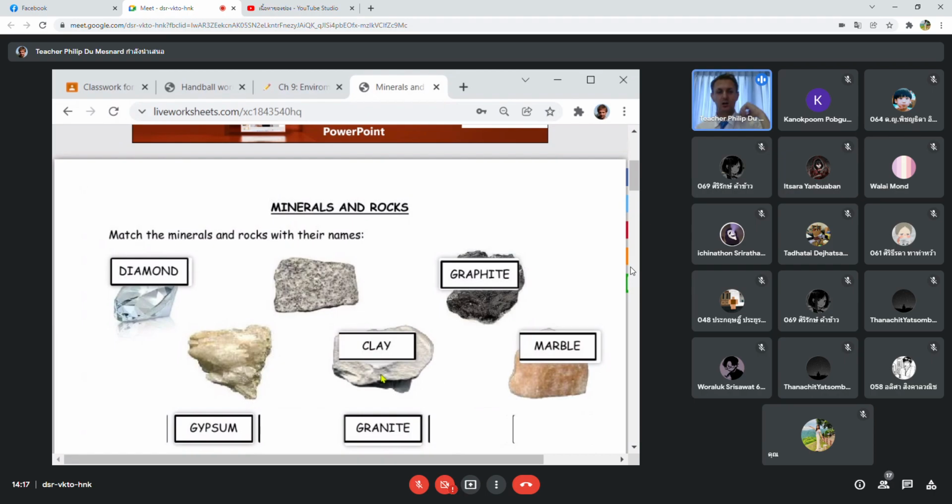Okay, class, now gypsum is something I use if I break my arm, I can put a cast around my arm, and also I can use it to build the ceiling. So which one is gypsum, class? The gray rock or the white rock? White rock. That's it. Good job.